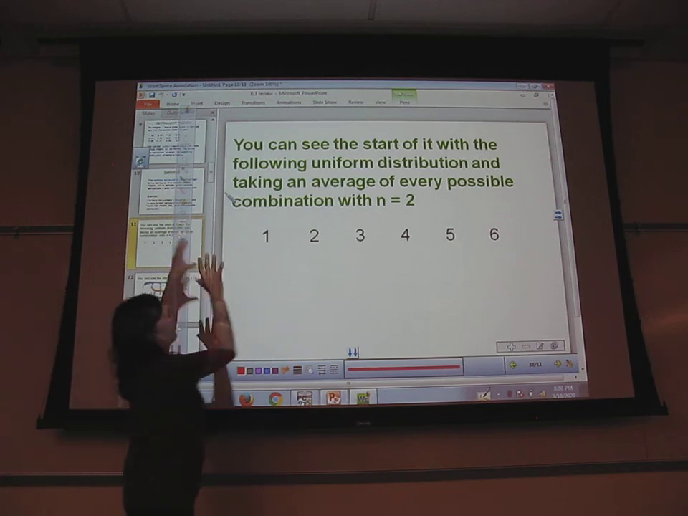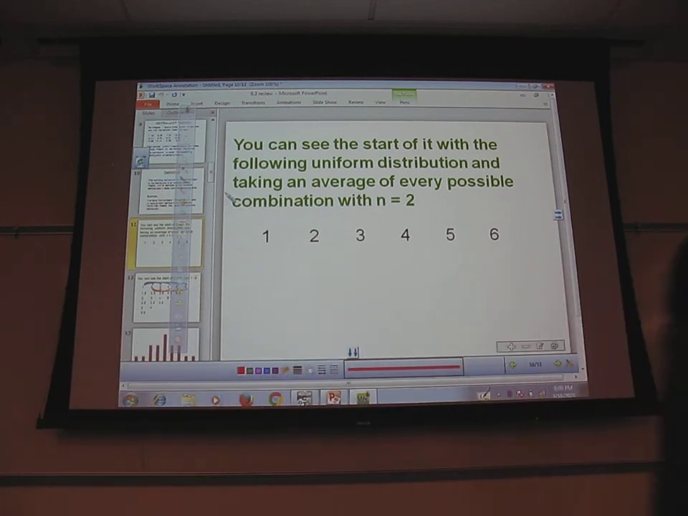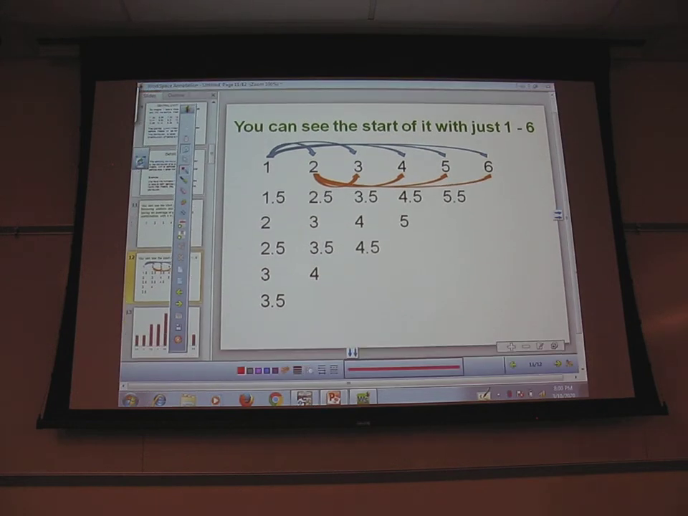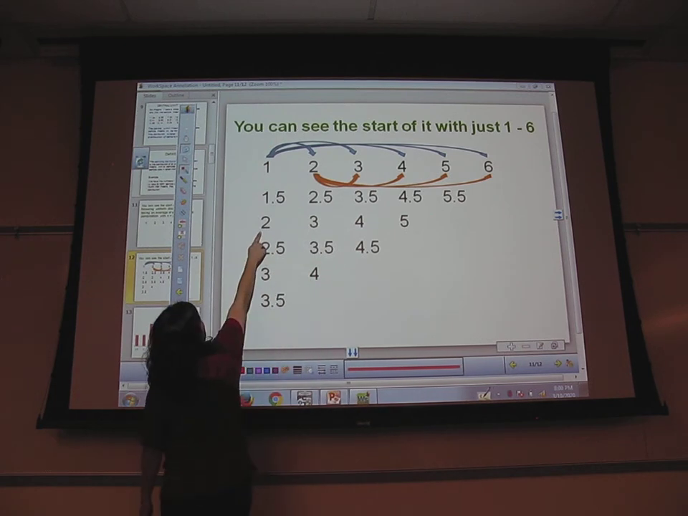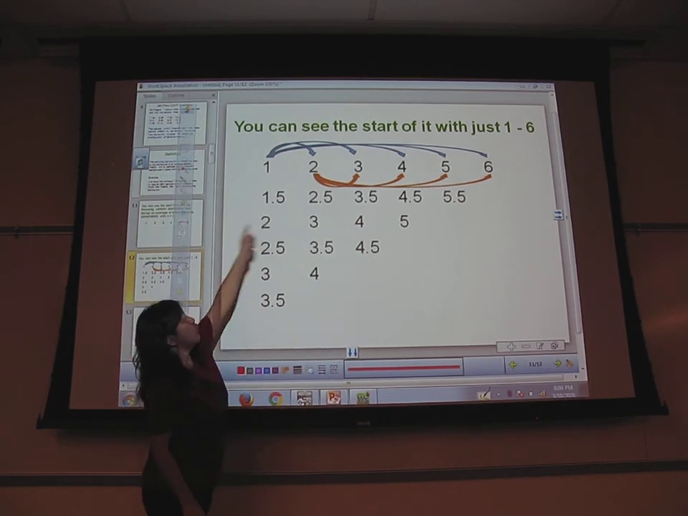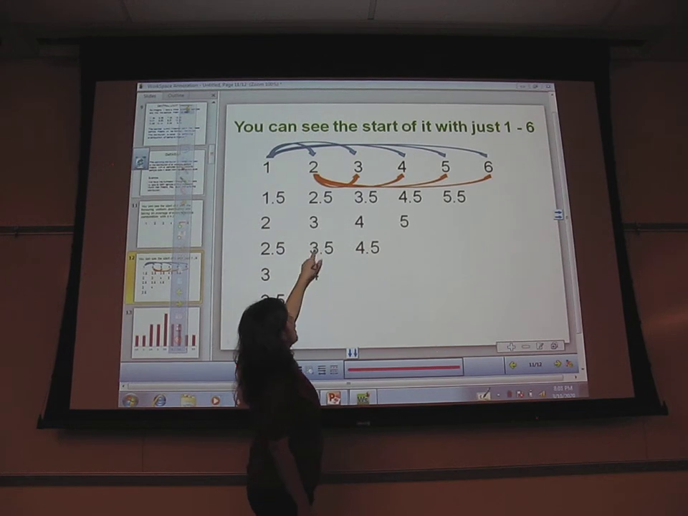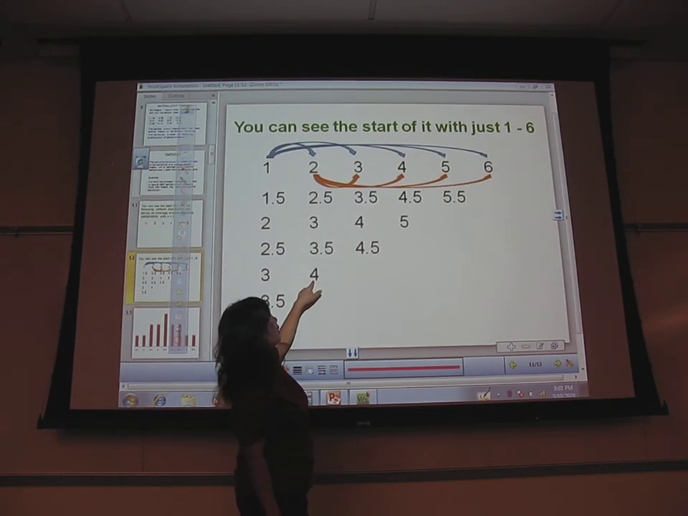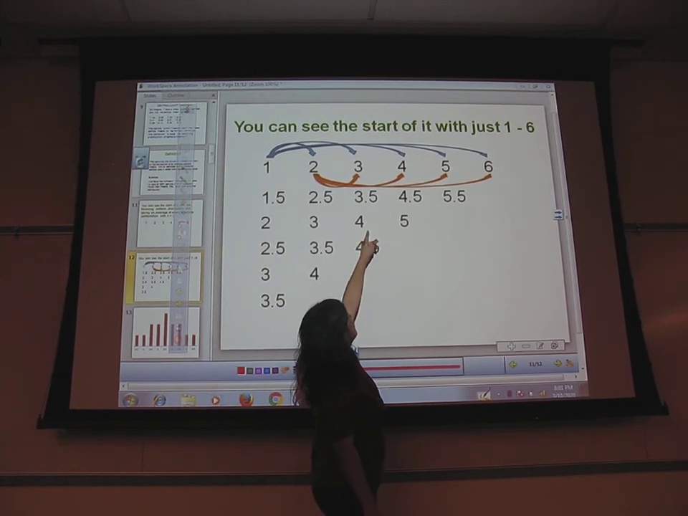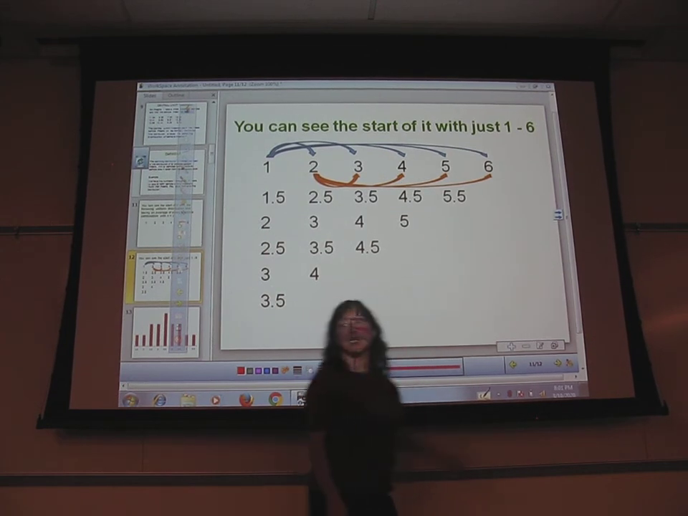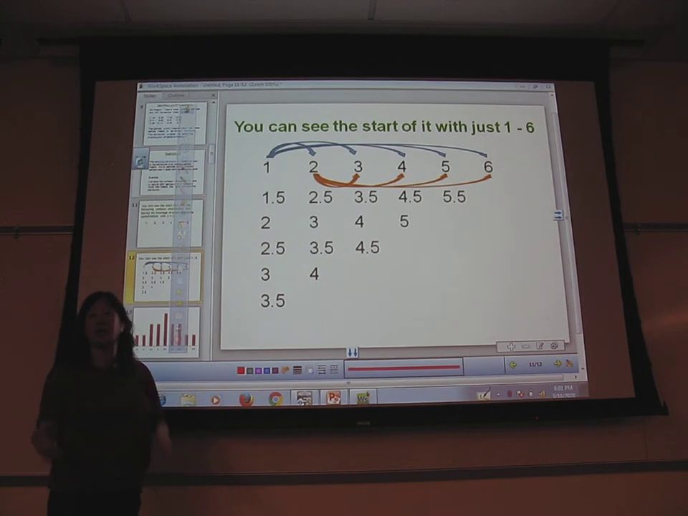So every possible combination of picking 2, over and over again. So these are my possibilities. If I pick 2, I could get 1 and 2. Their average is 1.5. 1 and 3, average of 2. 1 and 4. 1 and 5, average them. 1 and 6, average them. And then 2 and 3, 2 and 4, 2 and 5, 2 and 6, 3 and 4, 3 and 5, and 3 and 6, average those. And then left with 4 and 5, and 4 and 6, and then 5 and 6. So these are all the possible outcomes I could get if I took any 2 numbers and averaged them out of these 6.